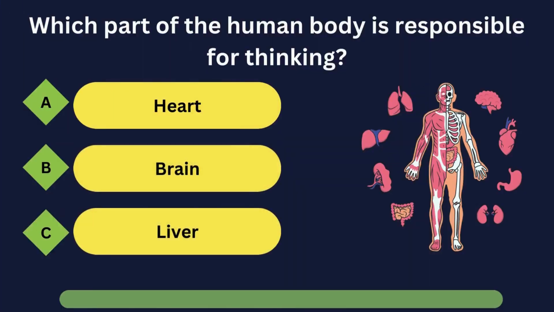Which part of the human body is responsible for thinking? A. Heart. B. Brain. C. Liver.